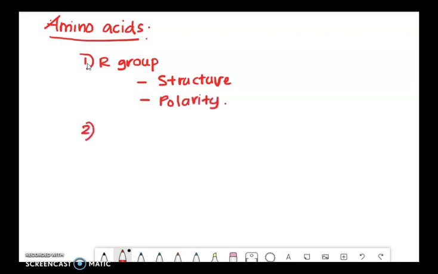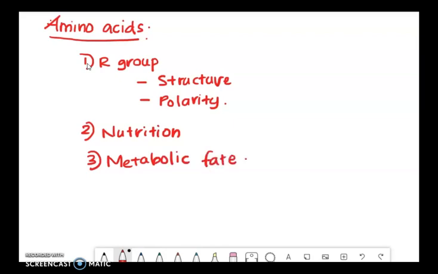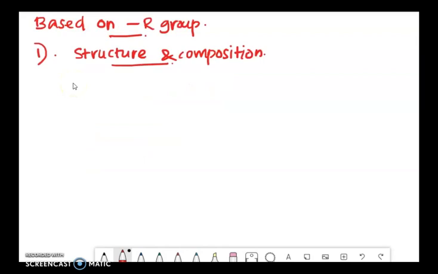Now, the second one is based on the nutritional classification, nutritional requirement. The third one is based on its metabolic fate. So we can study one by one. First we can discuss the classification based on structure and composition. Here the first one is amino acids with aliphatic side chain.